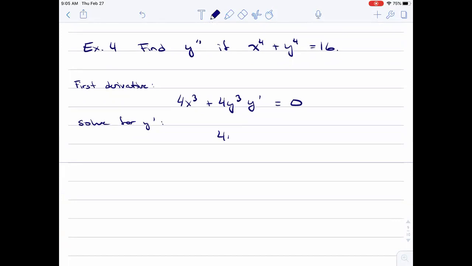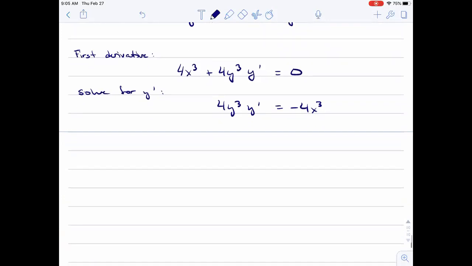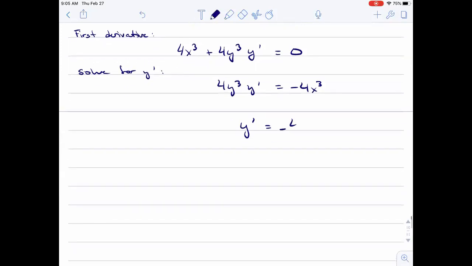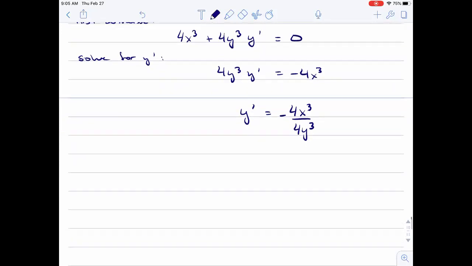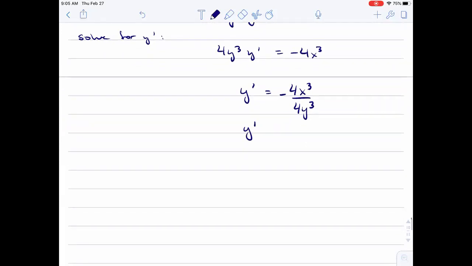We get 4y to the 3 y prime is negative 4x to the power of 3. So y prime must be negative 4x to the 3 over 4y to the 3. The 4's can cancel. So y prime must be negative x to the 3 over y to the 3.